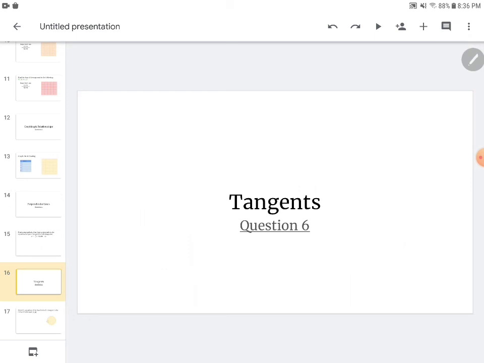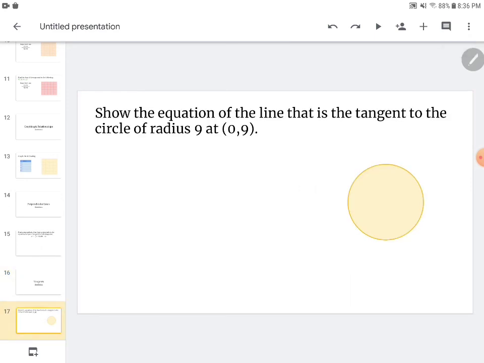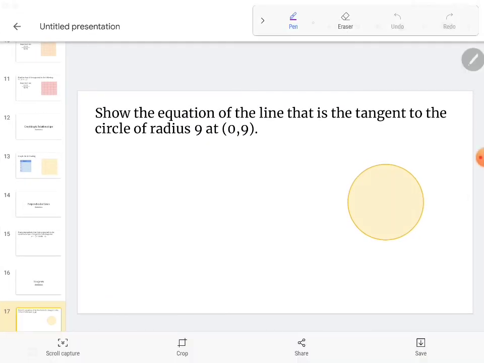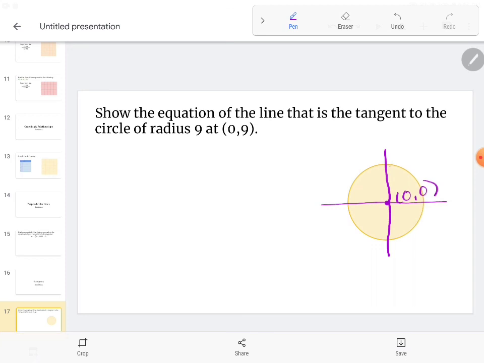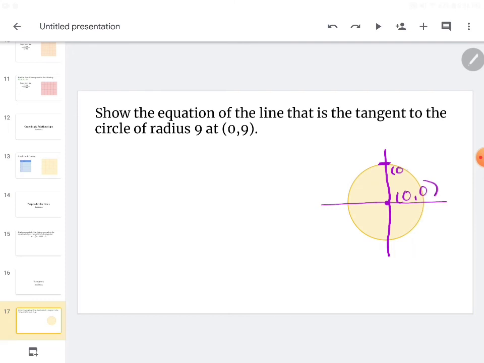Next, we're going to talk about tangents on a circle. And if we'll notice the question, it says show the equation of the line that is the tangent to the circle of radius 9 at 0, 9. Let me get my screen right up. Well, when we look at our circle, the center is going to be 0, 0. And when we're looking at a graph, if our circle's radius is 9 and our tangent is at 0, 9, we can automatically assume that this point right here at the edge of our circle will be 0, 9.